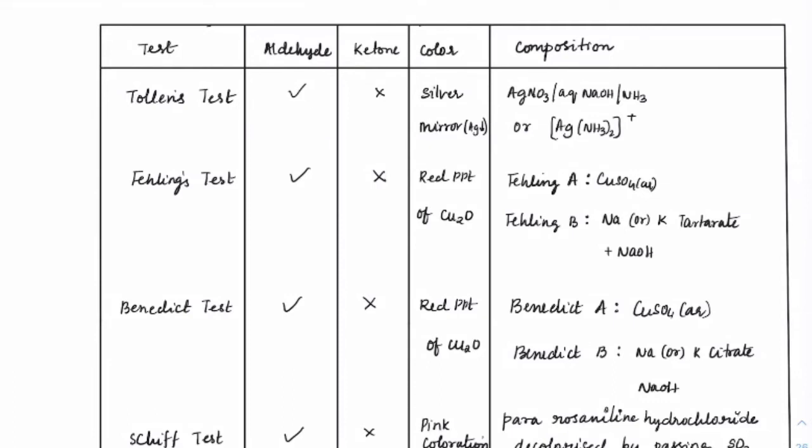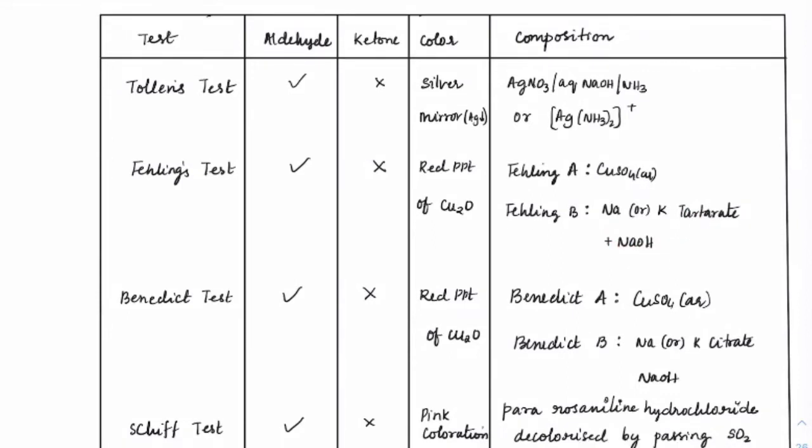Similarly, we have one more test called Fehling's test. Here we will see the indication of cuprous oxide forming. Got it? Which shows that there is a red precipitate which is forming, showing the presence of aldehyde. The reagents that are used are two solutions, Fehling A and Fehling B. Fehling A is aqueous copper sulfate. Fehling B is sodium or potassium tartrate. Okay, we'll see further. I'm just giving you a summary.